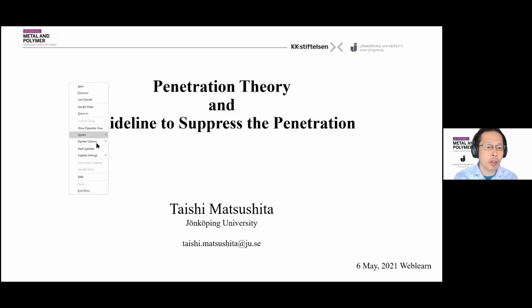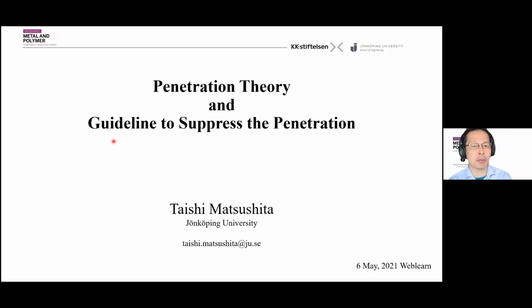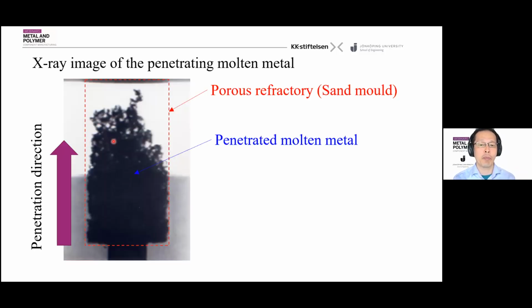Let me show the... Yes. I'll talk about the penetration theory and the guideline to suppress the penetration. If I say theory, you might be scared, but don't worry. It's a very simple one. It's not just boring mathematics, but we can derive useful information to create a guideline to suppress the penetration. So we'll see the penetration theory, and we'll go through the guideline to suppress the penetration.